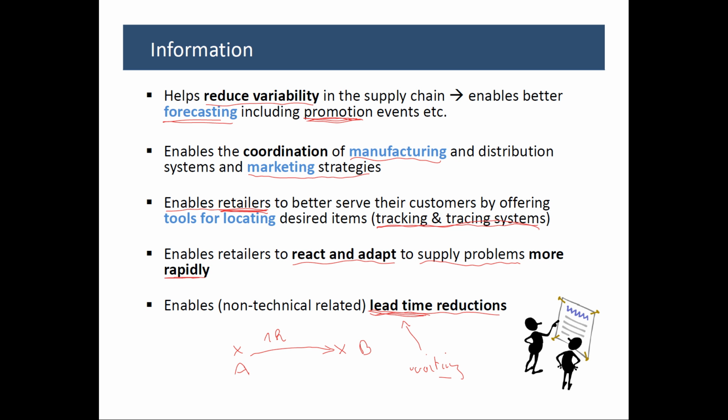And if the information about waiting times would also be passed, or if we could enhance the supply chain by passing information about the real demands throughout the supply chain, then each of the partners could plan and schedule their processes accordingly, and that would reduce the overall waiting time throughout the supply chain, not including, of course, the technically related lead time.